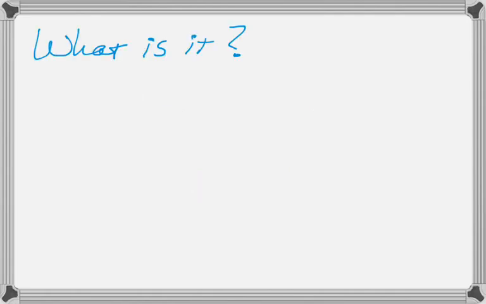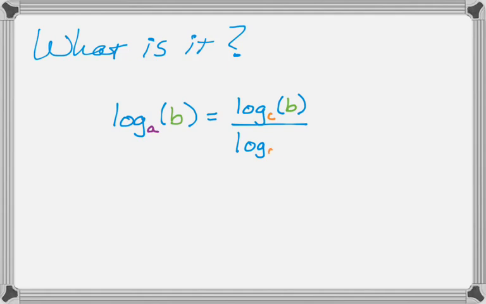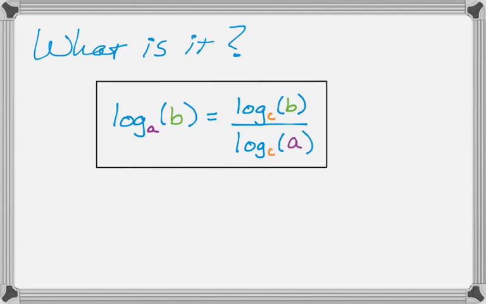So the change of base formula tells you that the log of b in base a is equal to the log of b in base c divided by the log of a in base c, which means you can pick pretty much whatever base you want. C has to be positive and it can't be 1, which are the same rules for any log. But otherwise, that's what it is.